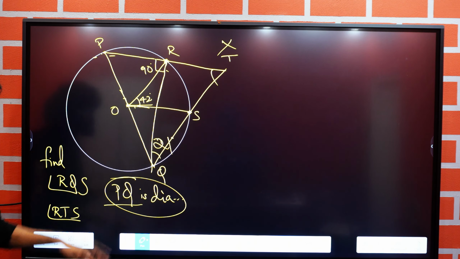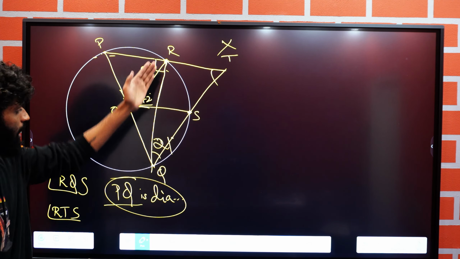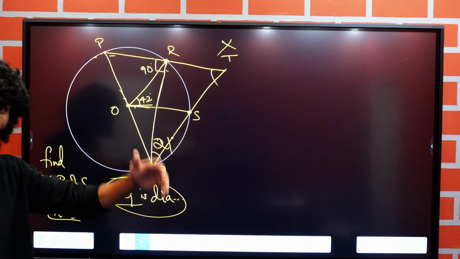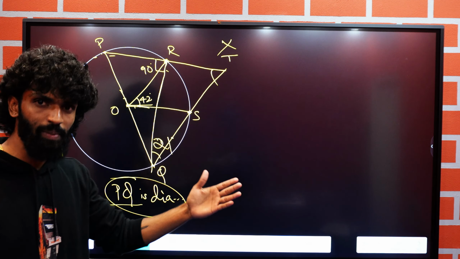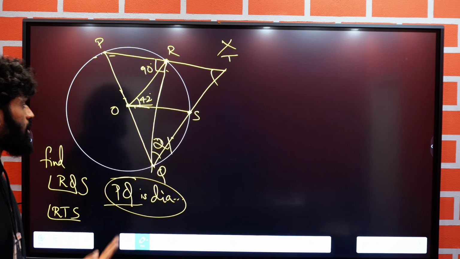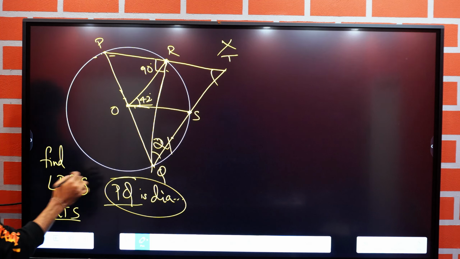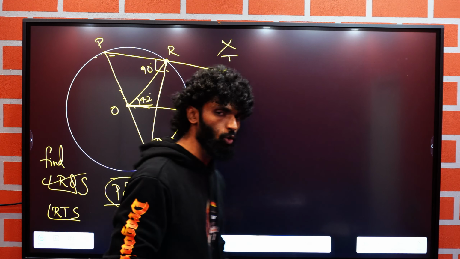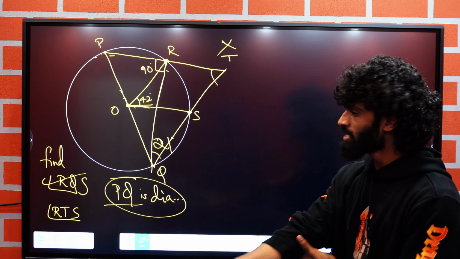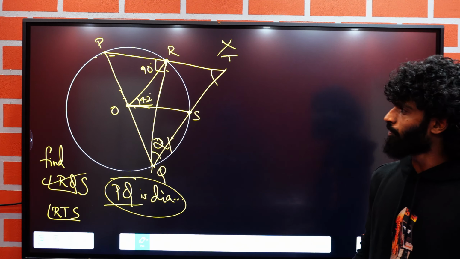It is important for you guys to write that. You should write PRQ equals 90 degrees, open bracket, angle in a semicircle equals 90 degrees. Fine. Now, out of 2 questions, one question we found which is nothing but RQS. I am supposed to find RTS. Let's apply a regular property of a triangle.